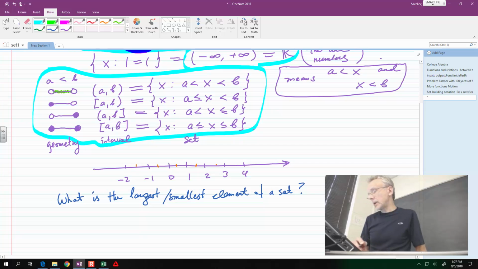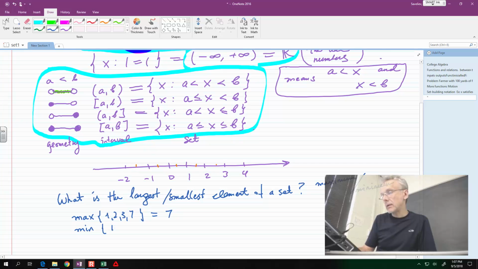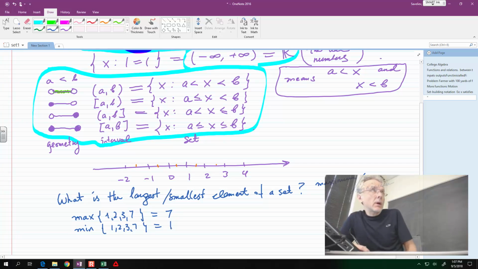Okay, so as we can see, some of them are very easy. For example, the names of these two are maximum and minimum. Sometimes it's easy. Say, max of the set 1, 2, 3, 7 is 7. Minimum, MIN, of that set 1, 2, 3, 7 is 1. If you put them in order, you know which one is the smallest and which one is the largest. So it's really uncomplicated.